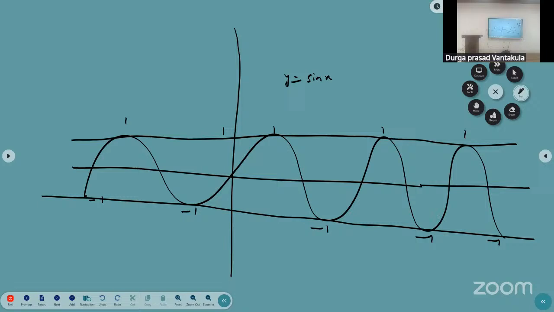Now we have to know when the function has a minimum and when it has a maximum. How to identify all this? By using differentiation. Yes, very good. This is the sin x graph. The maximum value is 1, the minimum value is -1.